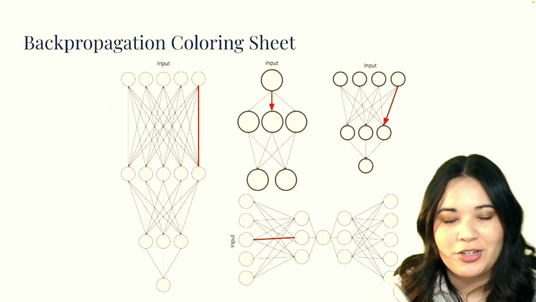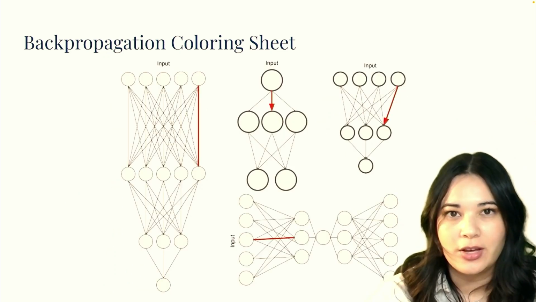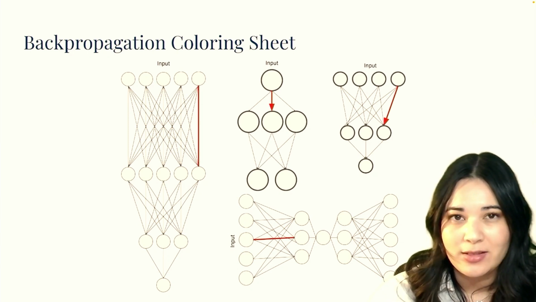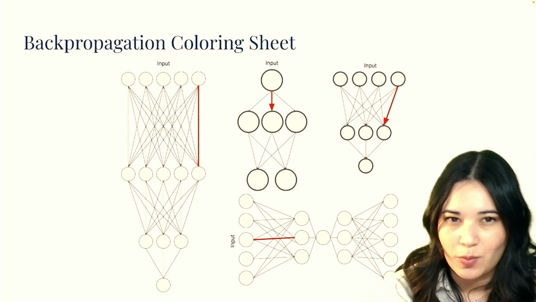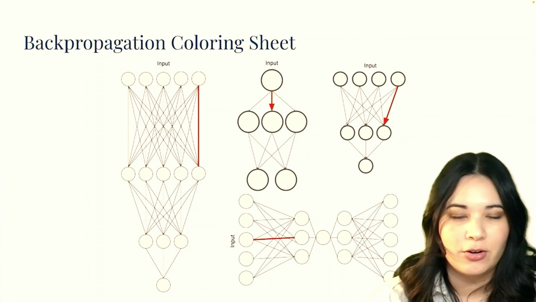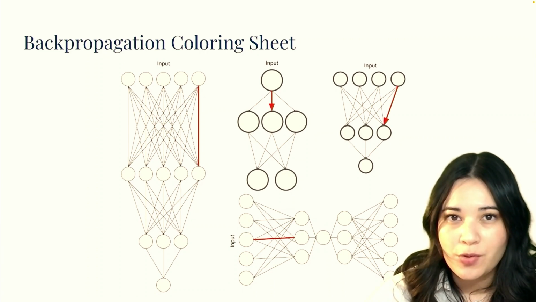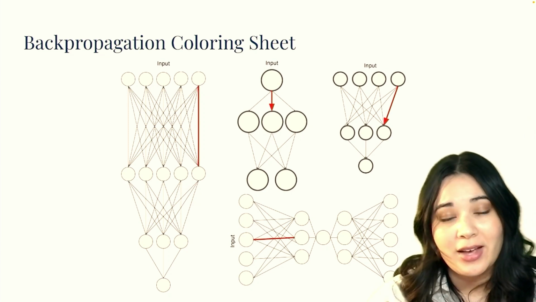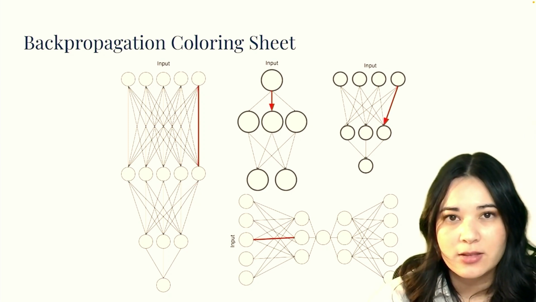In this backpropagation coloring sheet, the idea is to look at neural networks. And what we want to do is take the highlighted weights that are shown in red and think about, if I changed this weight, what would the impact be on the output of my neural network? And in order to do that, we have to track all of the different paths through which this weight has an effect on what the output is.